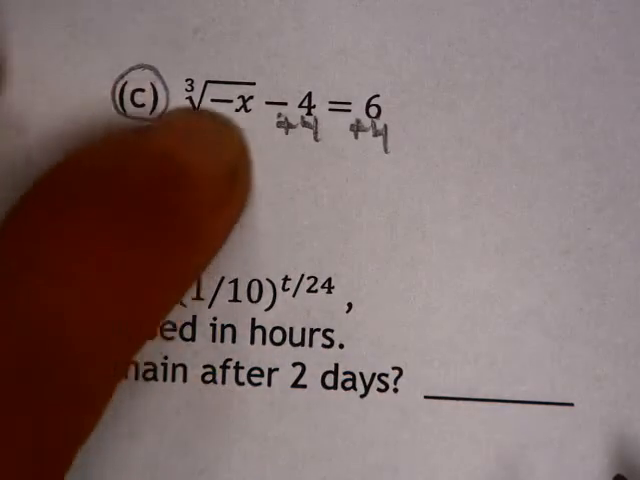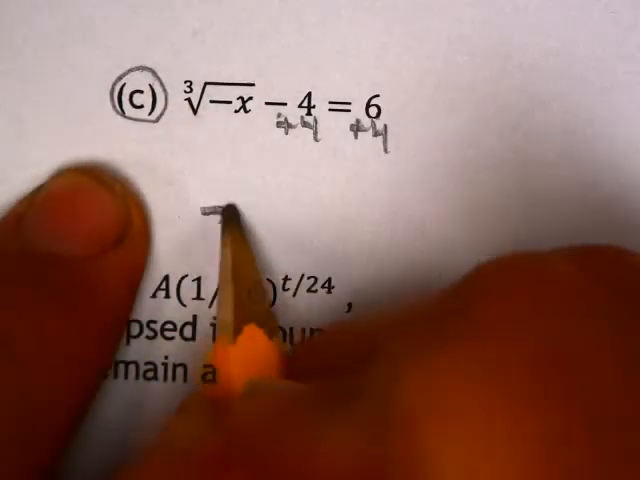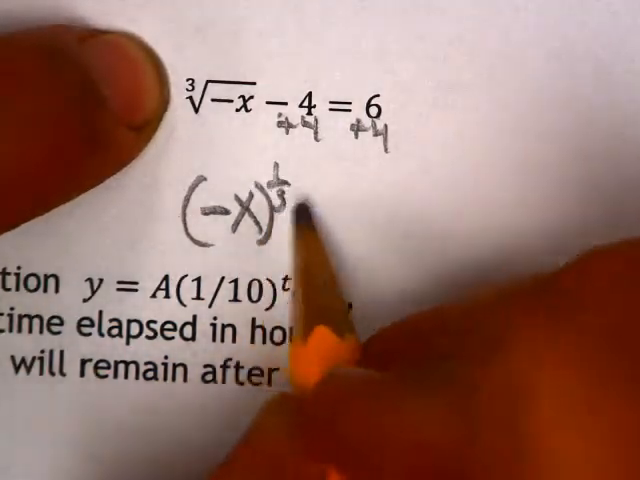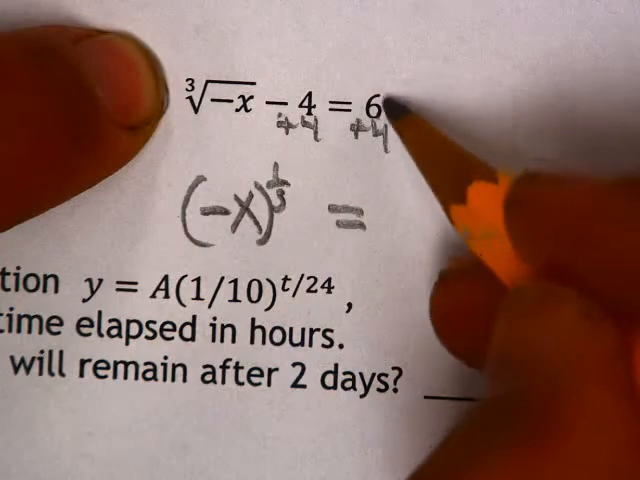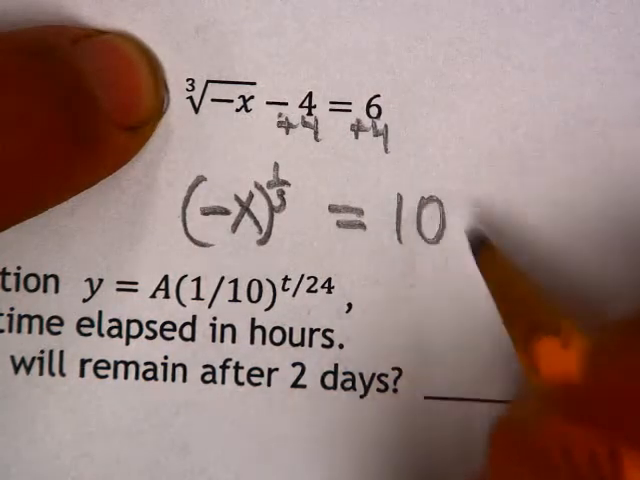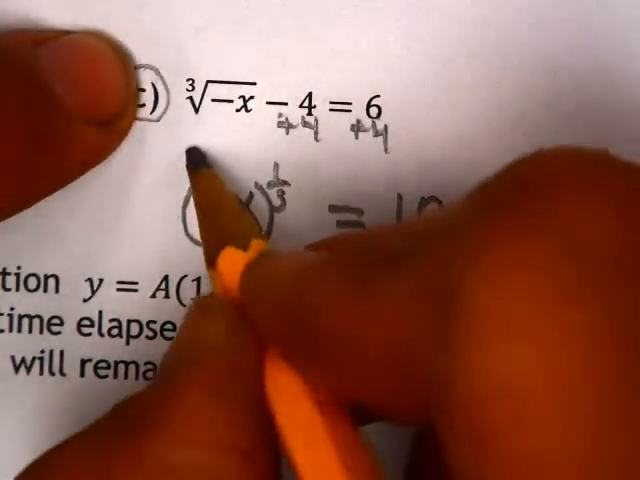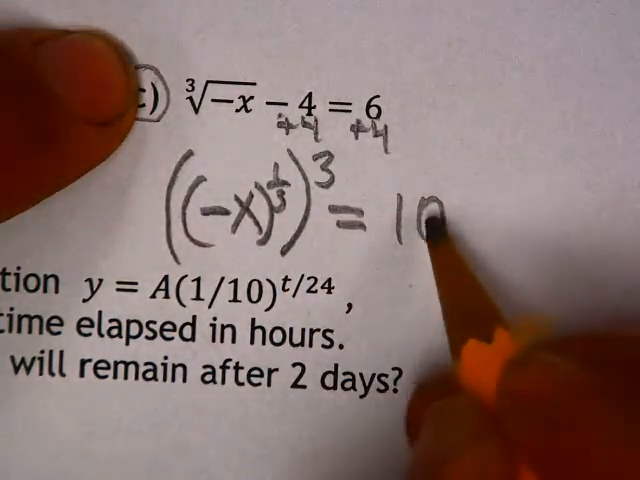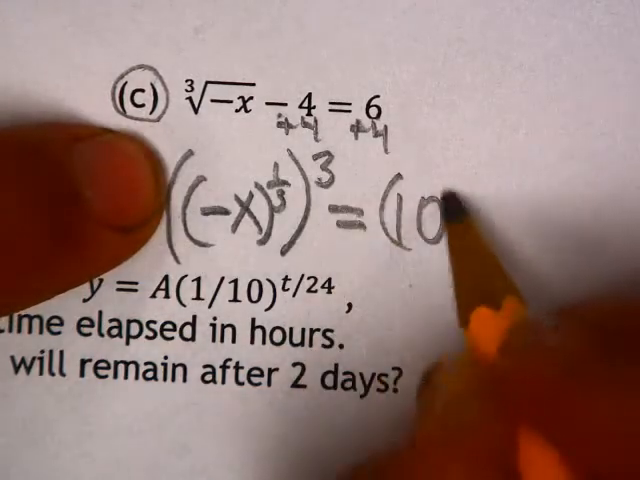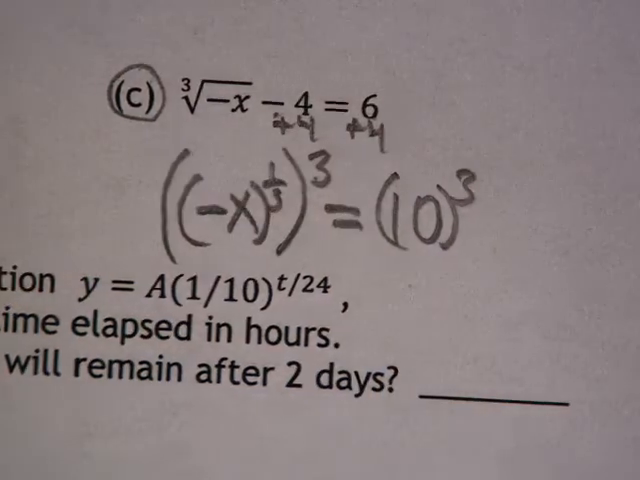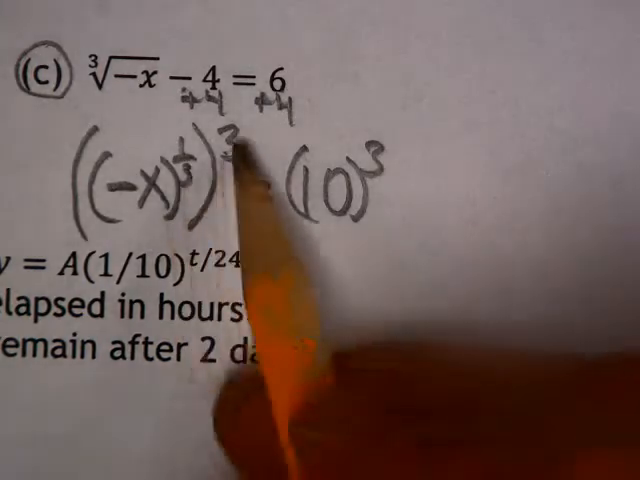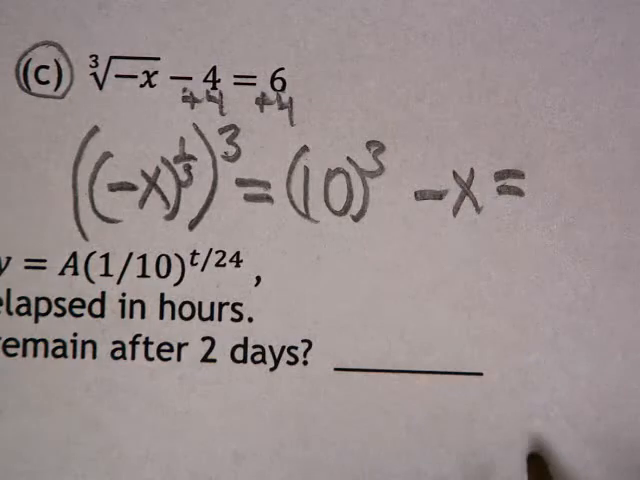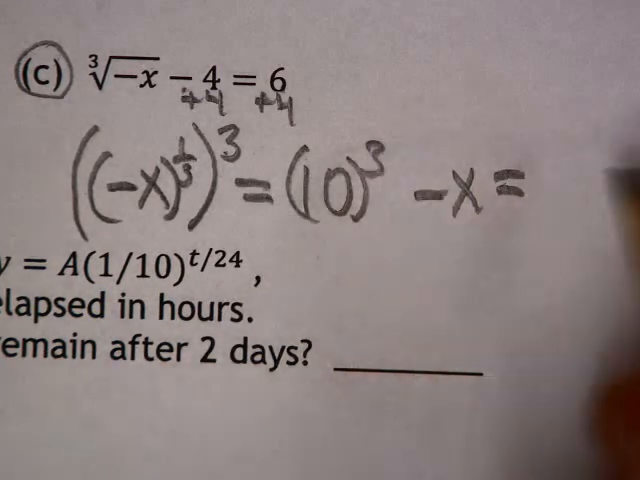Once I add 4, I'll start converting this to my more simple method. That will be x to the power of 1/3 equals 6 plus 4 is 10. So at this point I want to raise this to the power of 3. If I want to raise this side to a power of 3, I raise this side to a power of 3. Here they all cancel out. I have a negative x left over, so negative x equals 10 cubed is 1,000.